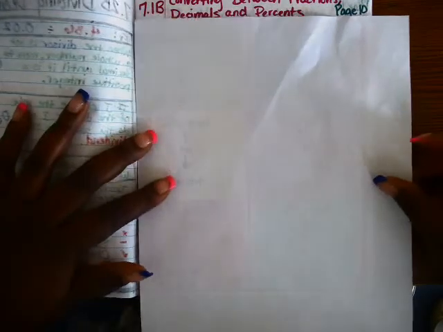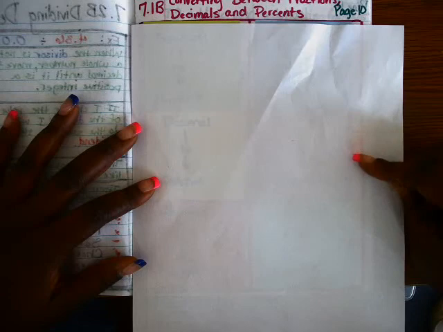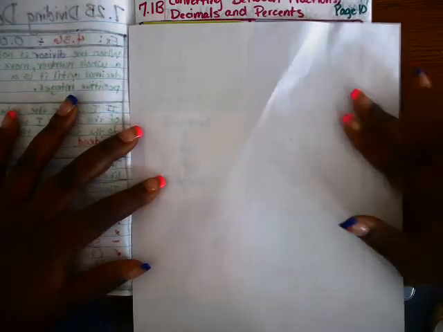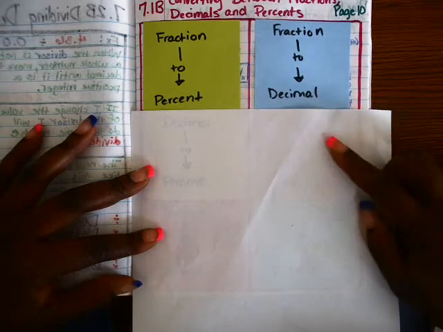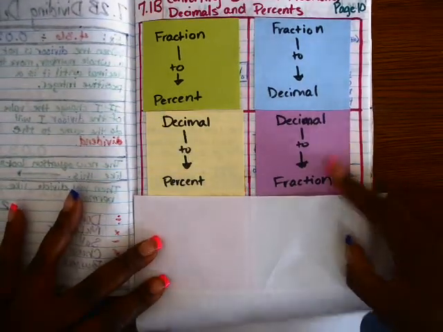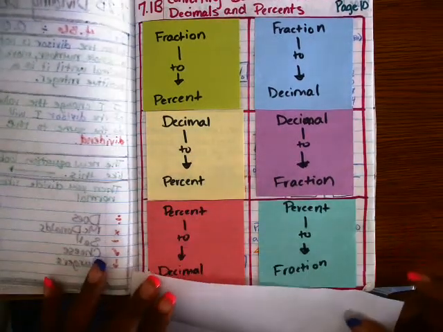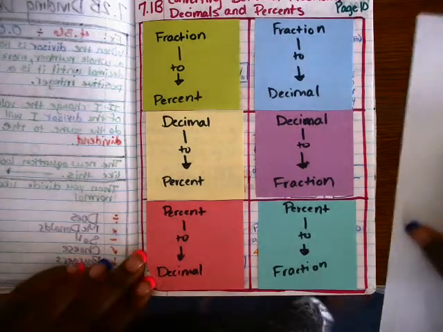Hello class, today you will be converting between fractions, decimals, and percents. Well, there are 6 ways that you can do this. You can convert from fraction to percent, fraction to decimal, decimal to percent, decimal to fraction, percent to decimal, or percent to fraction. So let's look at the first one.